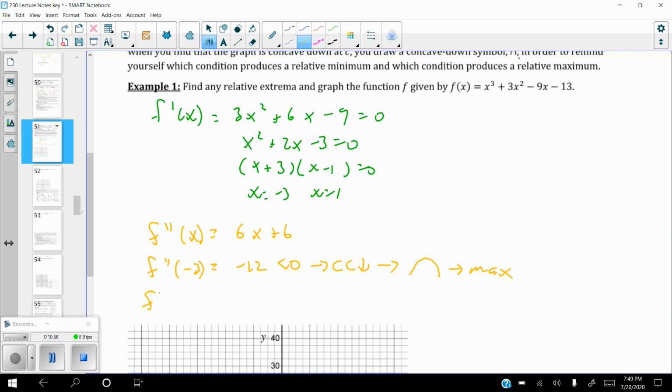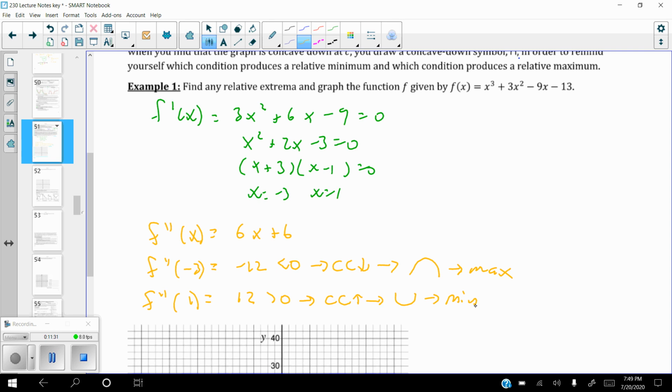Same idea for x equals 1. Let's check that one out. If I plug in 1, we get 6 times 1, which is 6, plus 6 more is positive 12. Positive 12 is greater than 0. Since the second derivative is positive there, that indicates concave up, which means you have some kind of an upwards looking opening, which means since it's upwards and there's a critical value, you have to have a minimum at the bottom of that hill. So I know I have a minimum at f of 1.